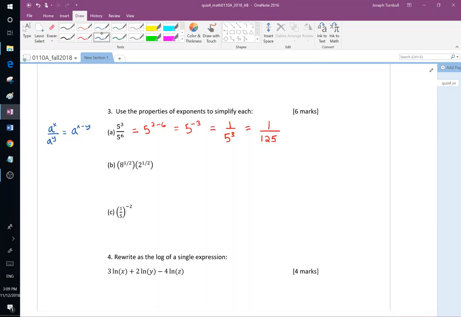There's a huge number of ways you could do part B, but here's the easiest way. By using an exponent law that says a to the x times b to the x is a times b to the x. So we could rewrite this as 8 times 2 to the 1 half, which is 16 to the 1 half. Power of 1 half means square root. So we have the square root of 16, which is 4.